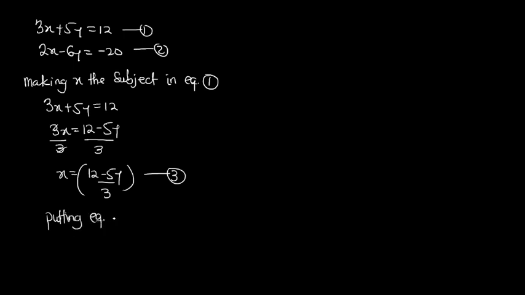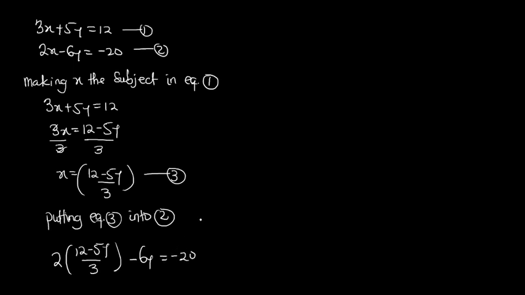So putting equation 3, which is this new equation, into the second equation over here, into equation 2, I'll have the expression 2 into bracket, now my x is 12 minus 5y over 3, then minus 6y is equal to minus 20. Alright, so from here, what I will do is expand this bracket first.